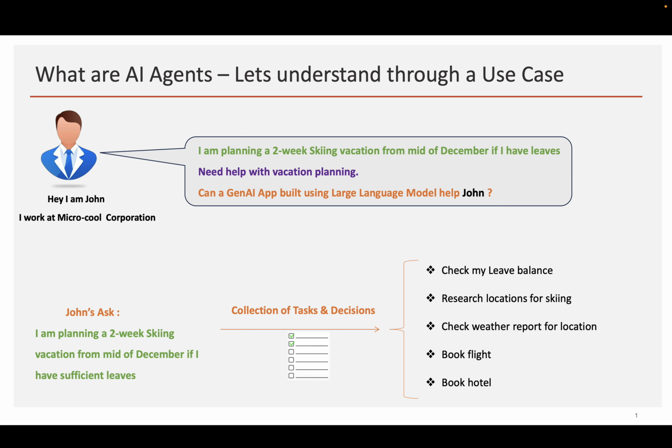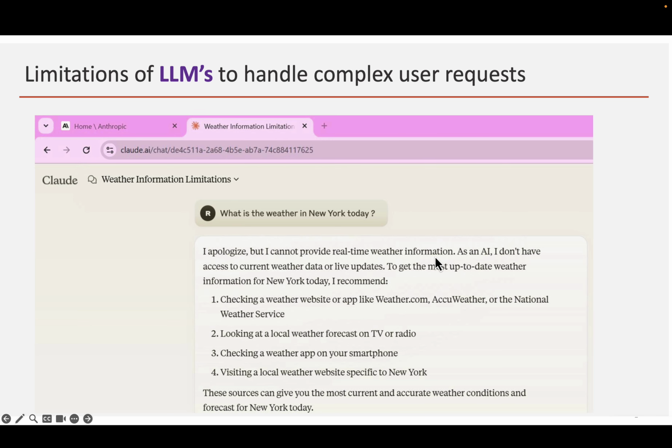And next, definitely the LLM models cannot book the flight, and they cannot book the hotel. So the only thing the generative AI can help me with is researching the location for the skiing, but the remaining 4 things, no. That's what I have shown in this.